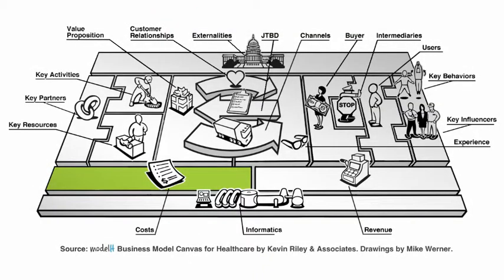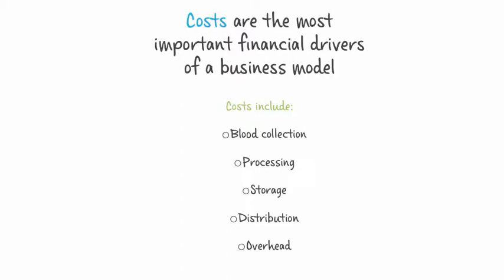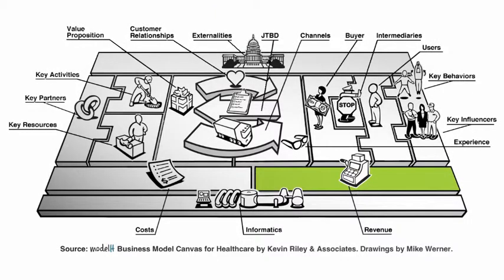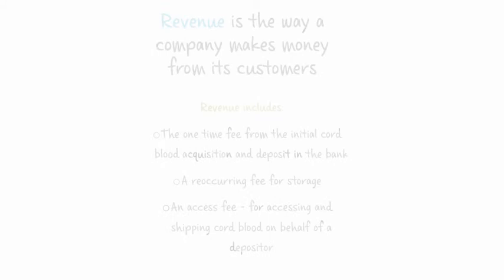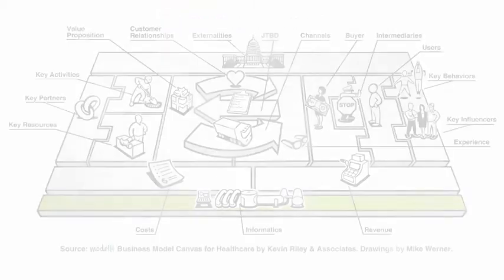Costs are the most important financial drivers of a business model. In this example, the main costs are blood collection, blood processing, blood storage, blood distribution, and overhead costs for the company. Revenue is the way a company makes money from its customers. In this business model, some revenue examples for private blood banks include the one-time fee for the initial cord blood acquisition, as well as a recurring fee for storage of the blood cord. And finally, a fee for accessing and shipping the cord blood on behalf of the depositor when they request it.